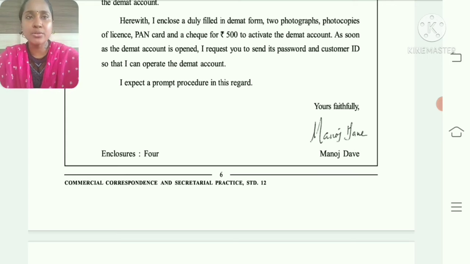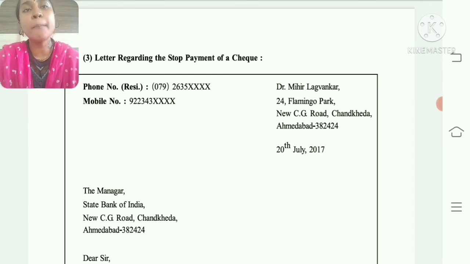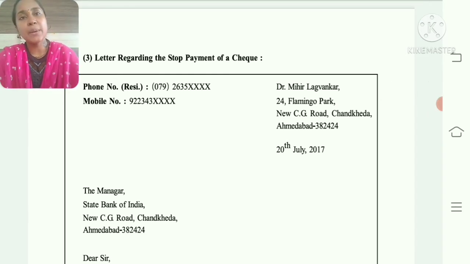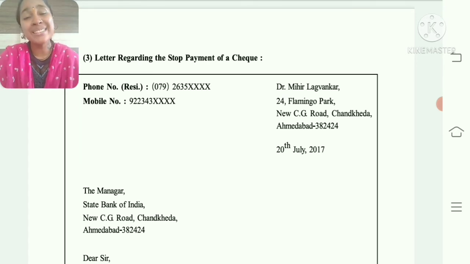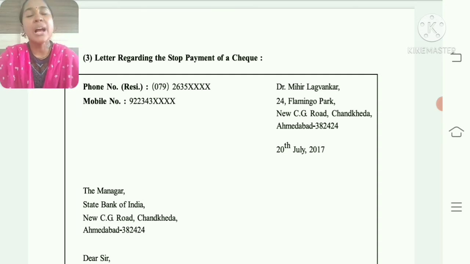So I hope you all have understood this. Now let us see what is next. Letter regarding the stop payment of a check. If we have to stop the payment of a check, like I said we gave a check to someone but due to some uncertainty the check is lost, or either our work is not done, or our check is lost, then what we have to do, we have to stop the check payment immediately. So here also that type of one example specimen is given. Let us see that in a very well manner.